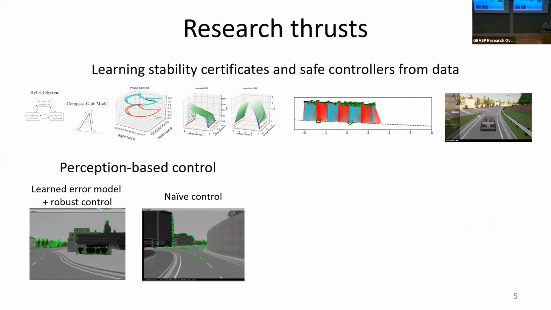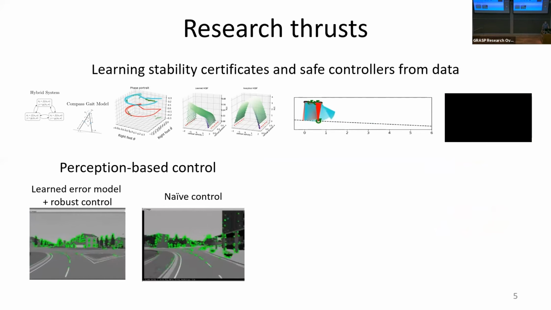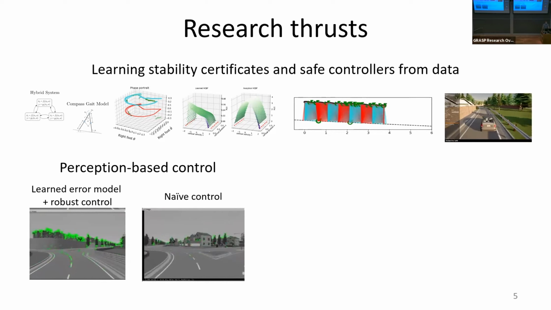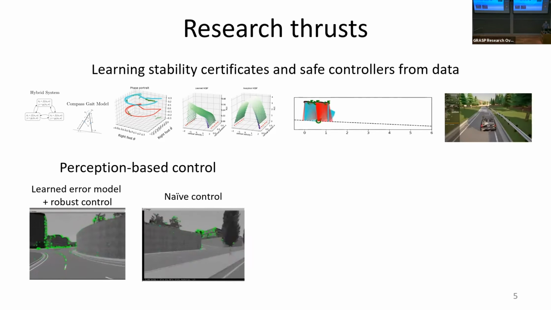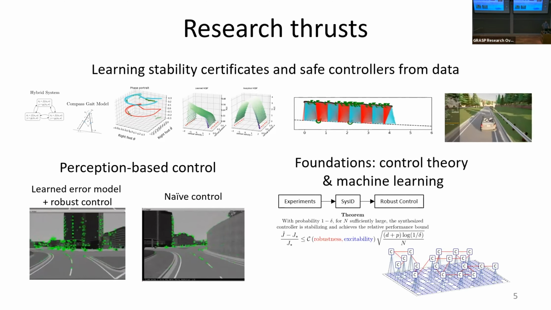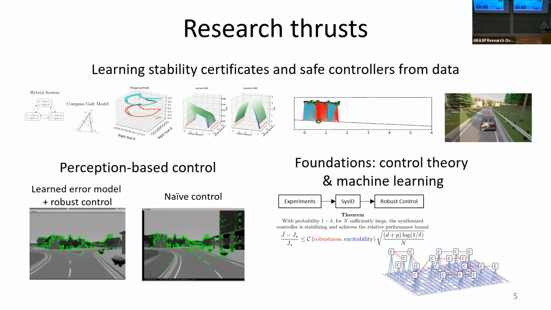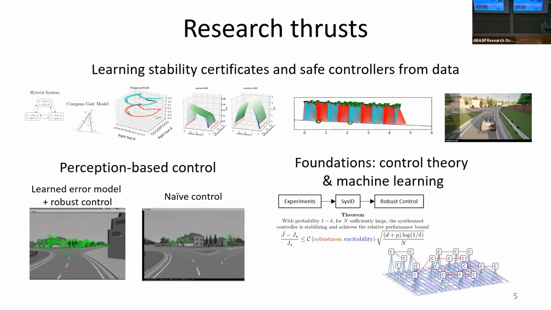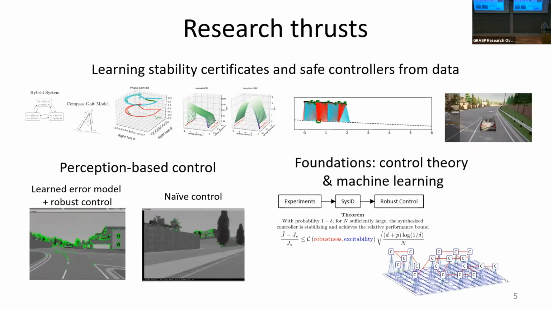Another question that we think about a lot in our group is perception-based control. What happens if the only way my system gets to see the world is through a complicated sensor like a camera? What's the right way to take into account the fact that there are errors and uncertainty that get introduced into this sensing pipeline? And then finally, what I'm going to use is kind of a catch-all for the rest of the work that we do. We look at the foundational theoretical questions related to control theory, machine learning, and especially how they interact together.